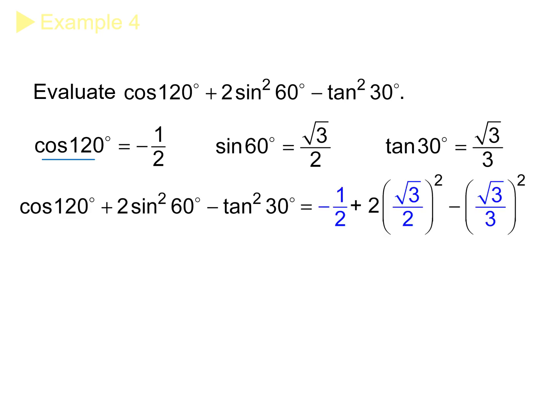So when we substitute this in, cosine of 120 is minus 1/2 plus 2 times, and we're going to have to remember to square everything here. So if we have sine of 60 is root 3 over 2, we're going to need to make sure we square both the root 3 and the 2. A lot of students forget to square that term. And then minus tan squared of 30, which is root 3 over 3. So when you do a little algebra and simplify, you get it is equal to 2/3.